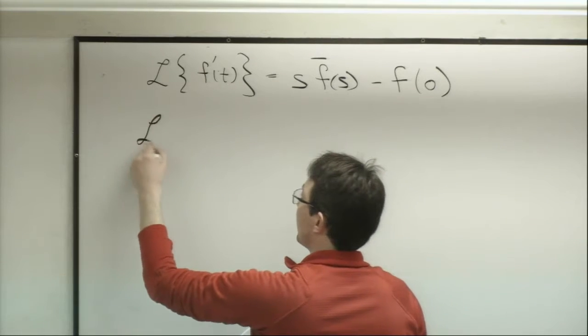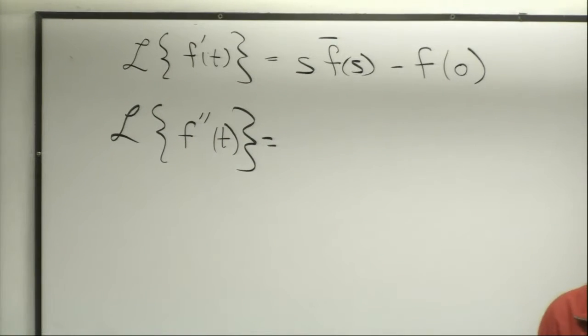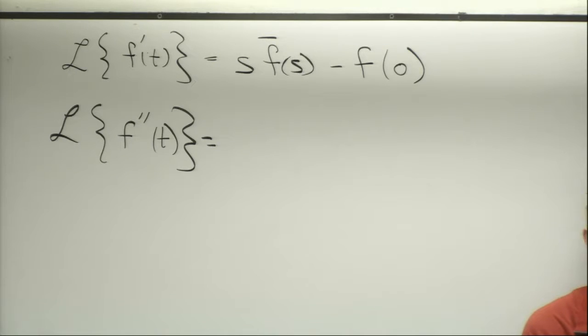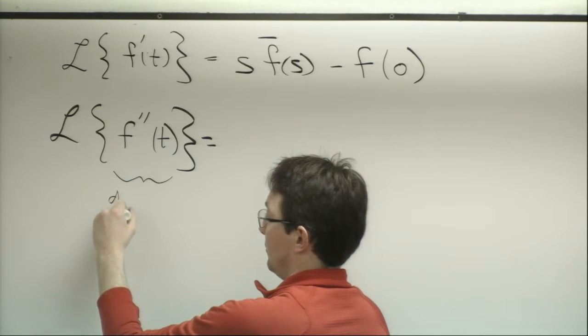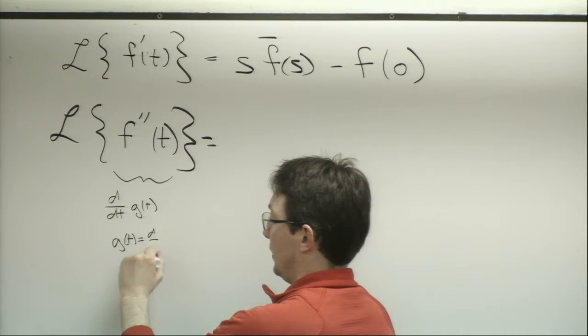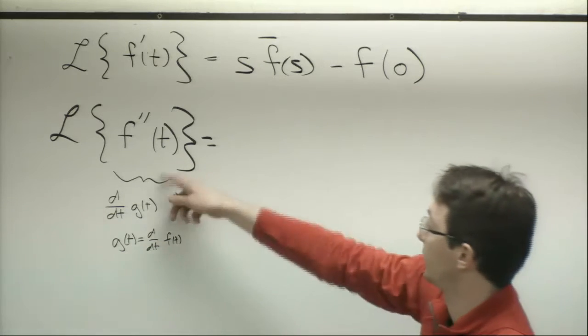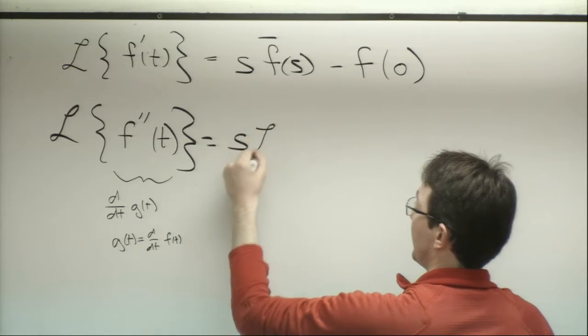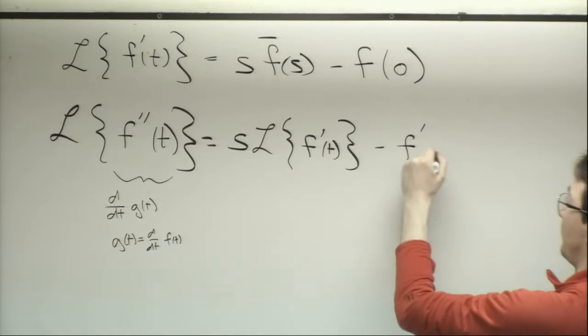So if I want to do the Laplace transform of f double prime, how do I do that? What's the first step? I mean, you can just say that this is d dt of some function g of t, where g of t is d dt of f of t, right? So I can just do this in two stages. I can say, okay, well, this is going to be s times the Laplace transform of f prime minus f prime at time 0.